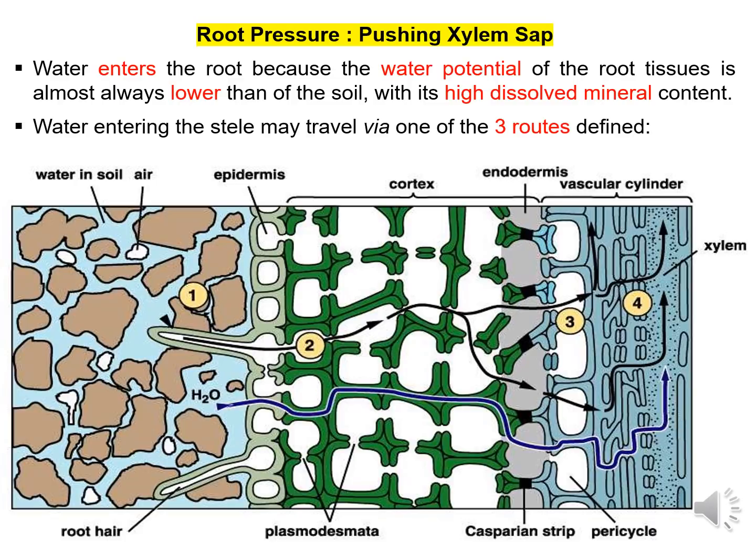Water enters the root because the water potential of the root tissue is almost always lower than that of the soil, with its high dissolved mineral content. This is the reason why water enters the root tissue. It is because the water potential of the root tissue is always lower than the water potential in the soil. Therefore, the movement of water follows the potential from high to low.